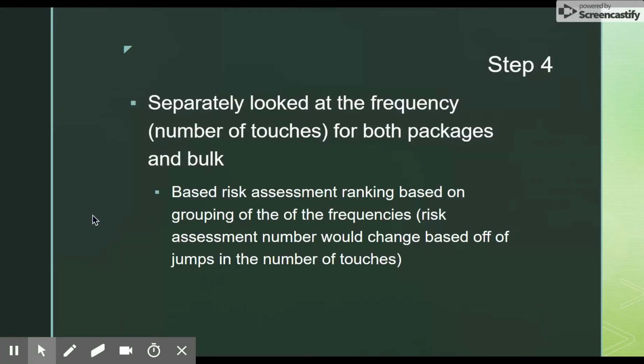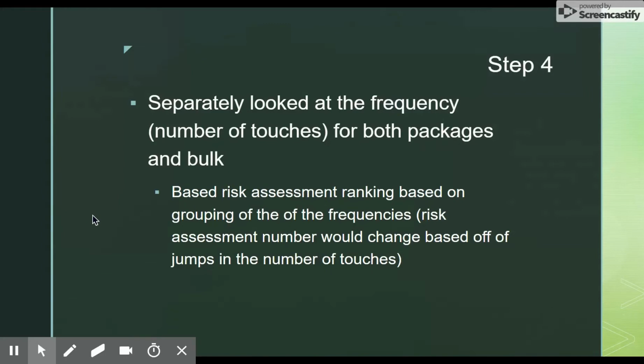The next category that we looked at was frequency, and this was the number of touches, the number of times that every material was touched. We looked at this for both packages and bulk. However, in the last one for impact, we split them up between packages and bulk, and then split them up again between raw materials, intermediate goods, and finished goods. But we decided that we couldn't do this because in some categories materials were touched a lot, and in another category they were touched a little, which skewed the number of times because raw materials are usually touched more than finished goods. So it changed everything there.